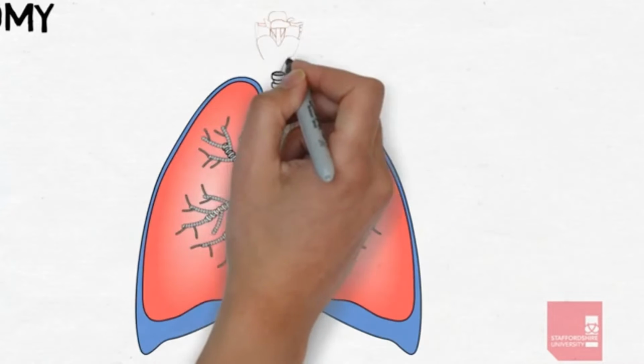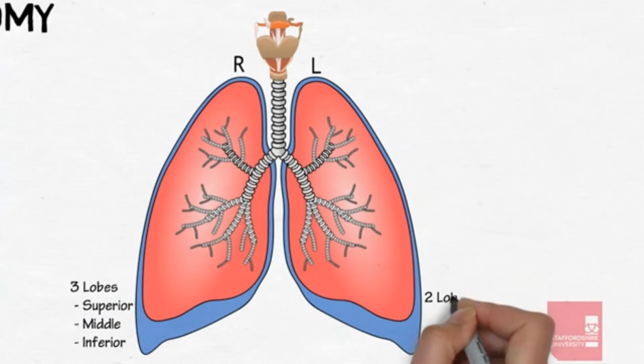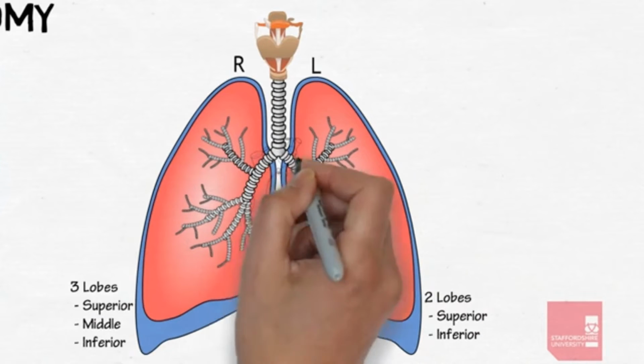The lungs themselves can be split into left and right lungs and are each divided into lobes. The right lung consists of 3 lobes, superior, middle and inferior, and the left lung consists of only 2 lobes as it's smaller due to the relative position of the heart within the chest cavity.